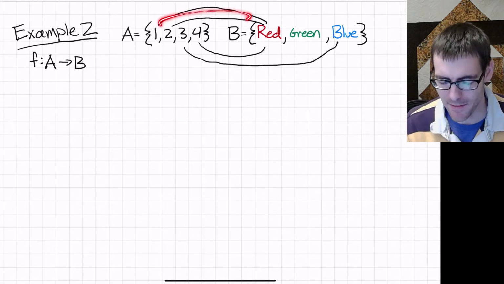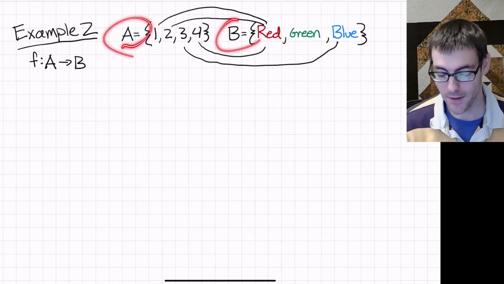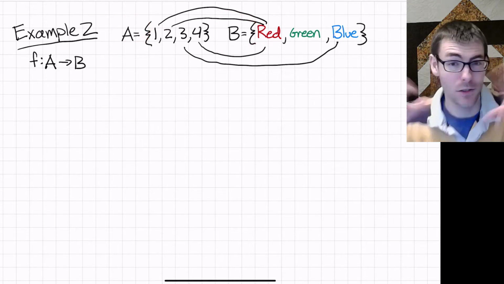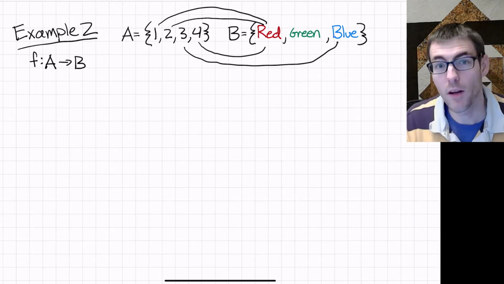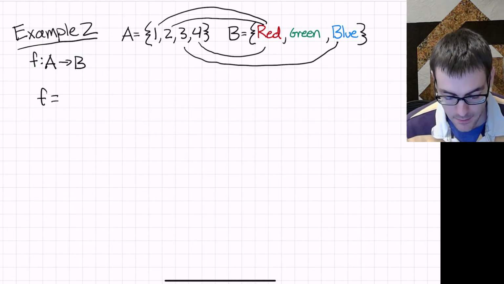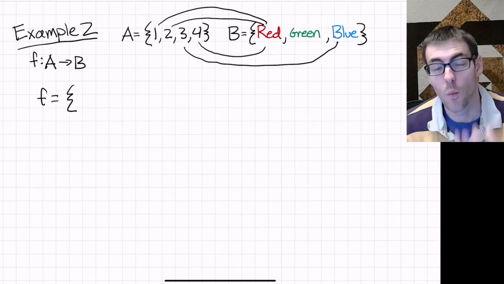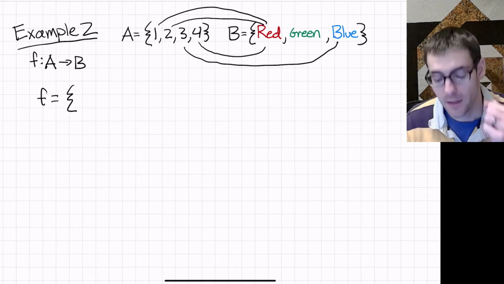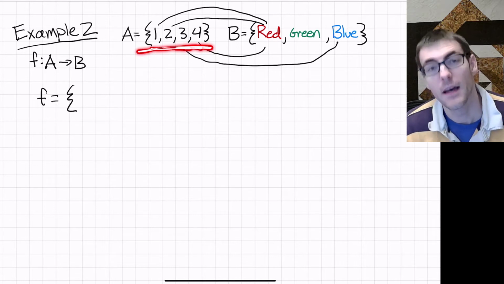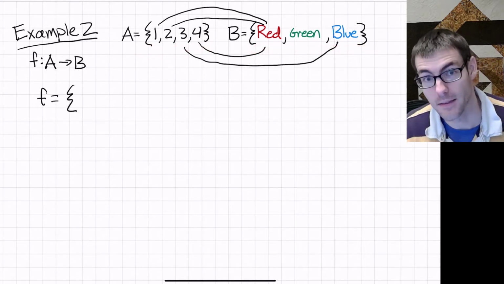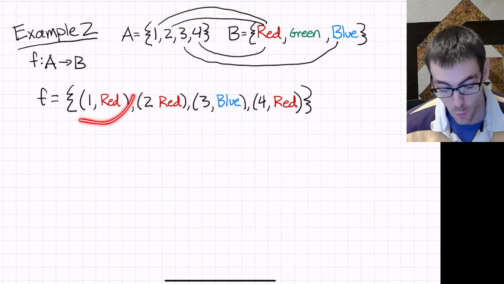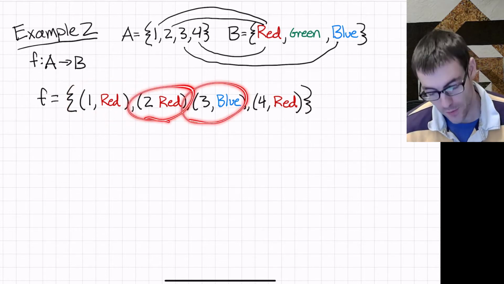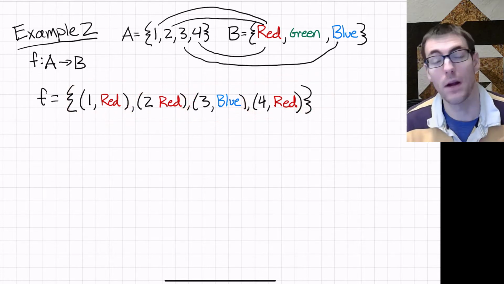As one can imagine, this method of drawing lines pointing from one set to the other doesn't scale all that well. It's great for illustrating something like this, but it's not a great way for talking about a function in general. A more common technique for representing a function is to define the function to be a set of ordered pairs, where in each pair the first entry is an element in our first set, and the second entry is an element in the second set. This represents the same function that our lines did earlier. 1 goes to red, 2 goes to red, 3 to blue, 4 to red. It's the same pairing, just represented in a different way.